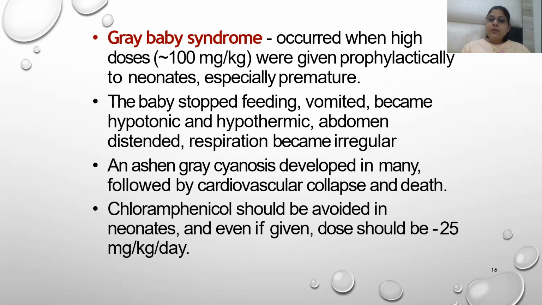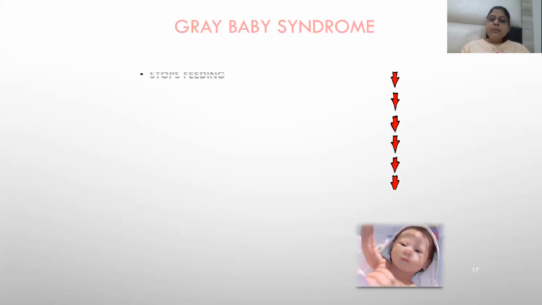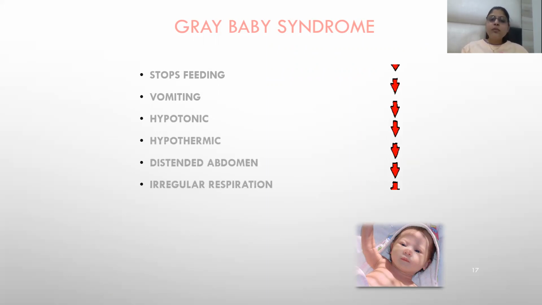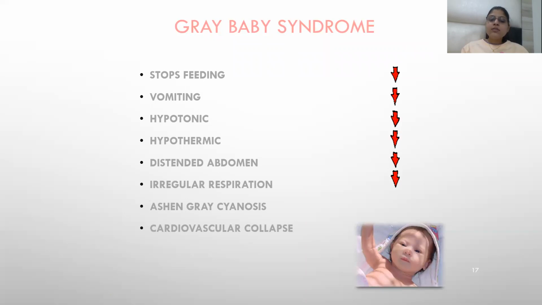In this, the baby presents with stopped feeding, vomiting, hypotonia, hypothermia, abdominal distension, and irregular respiration. There is ashen gray cyanosis, cardiovascular collapse, and death can occur. Chloramphenicol should be avoided in neonates, and even if given, the dose should be 25 milligram per kg per day.